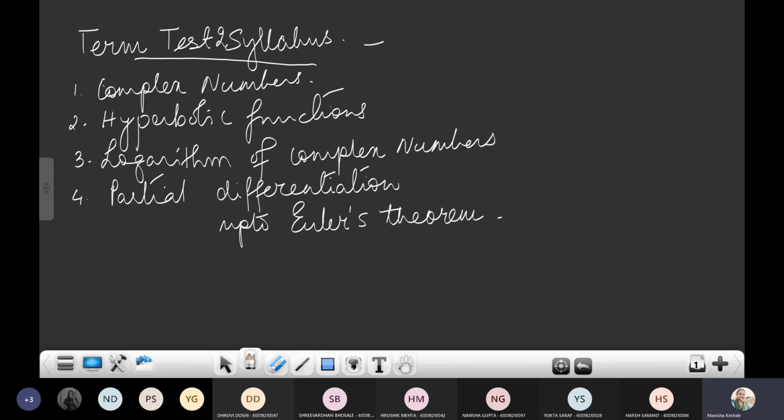So it will be of 25. So the paper pattern will be 10, 5, 5. And this can be further divided into 3, 3, 4. And then 5, 5.